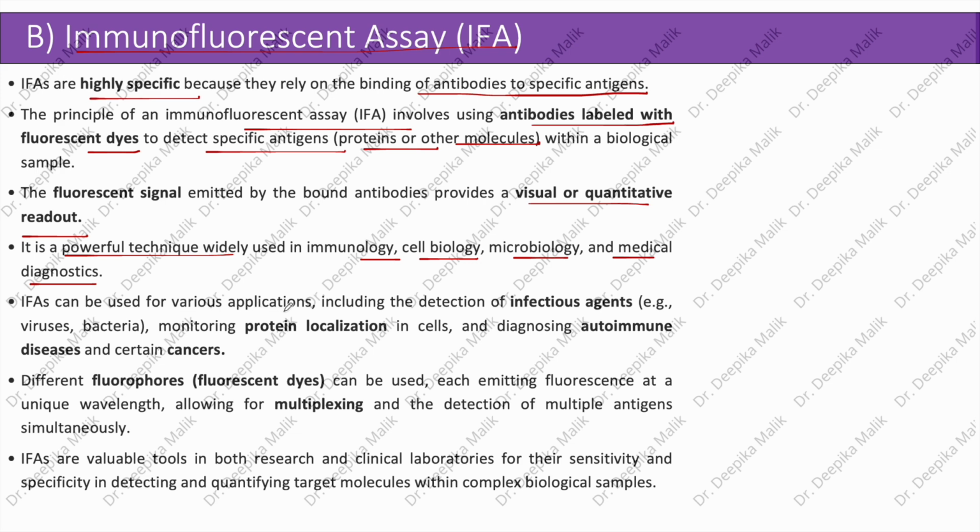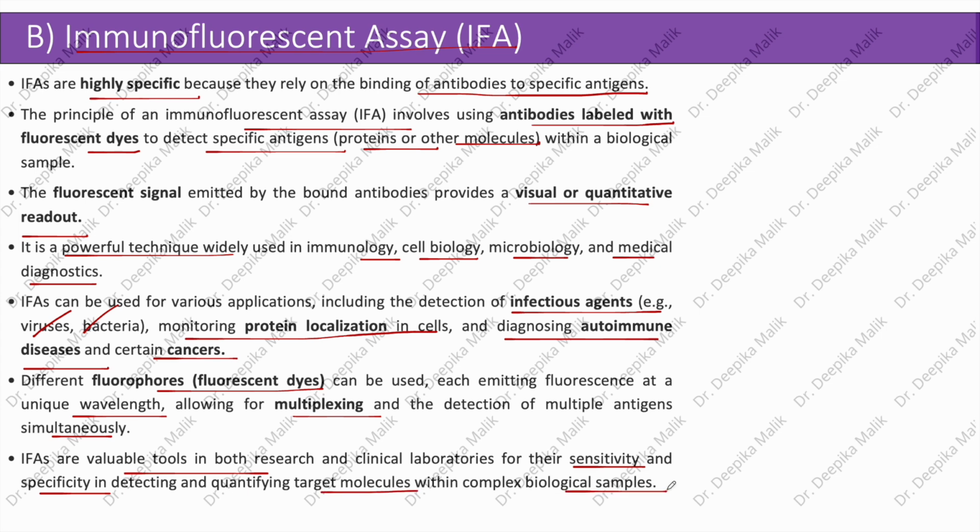Immunofluorescent assay can be used for various applications, including the detection of infectious agents, for example virus and bacteria, monitoring protein localization in cells, and diagnosing autoimmune diseases and certain cancers. Different fluorophores or fluorescent dyes can be used, each emitting fluorescence at a unique wavelength, allowing for multiplexing and the detection of multiple antigens simultaneously. Immunofluorescent assays are valuable tools in both research and clinical laboratories for their sensitivity and specificity in detecting and quantifying target molecules within complex biological samples.